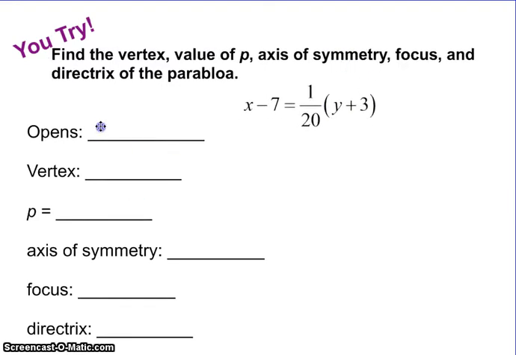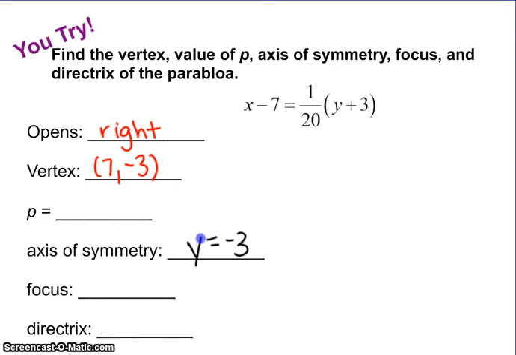All right, so this opens to the right. It starts with an x, so I know it's horizontal, either left or right. 1 over 20 is positive, therefore we open to the right. The vertex will be 7 comma -3. Remember your h and your k. H stays with the x, k stays with the y, which means that my axis of symmetry is going to be y equals -3.